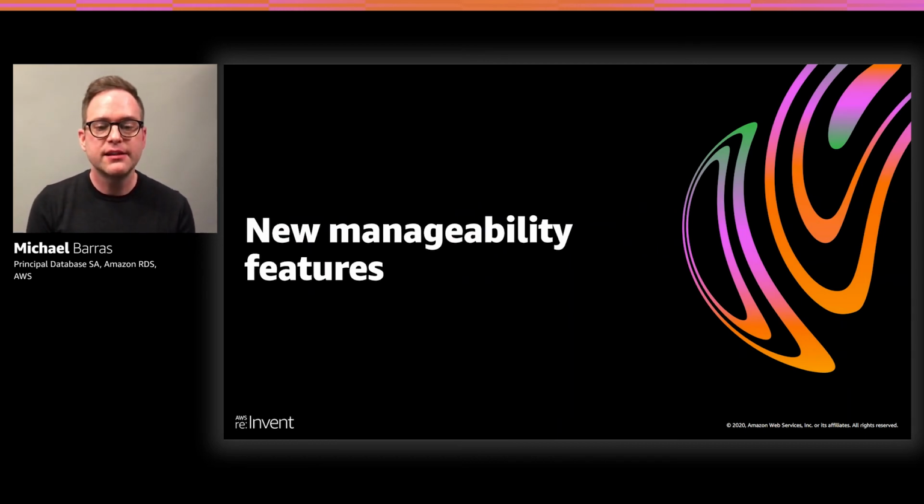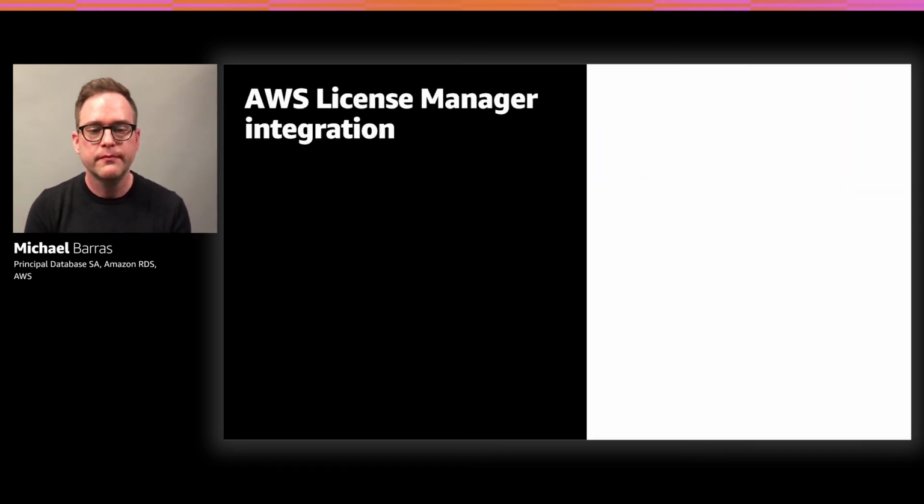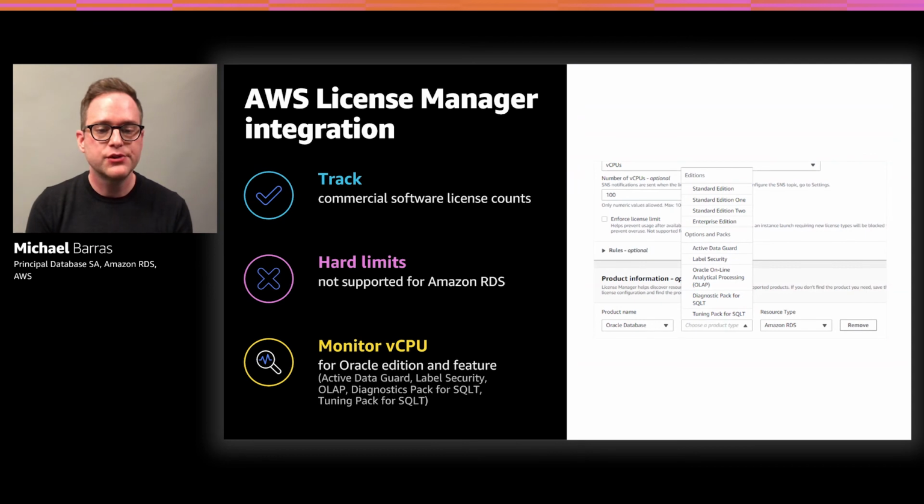Finally, let's look at some manageability improvements we've launched this year. AWS License Manager lets you track your commercial software licenses across AWS services at no additional cost. With this service, you can create license configurations that track your usage by Oracle editions or features, and License Manager will automatically monitor your RDS instances and report how many vCPUs are being used by each license configuration.